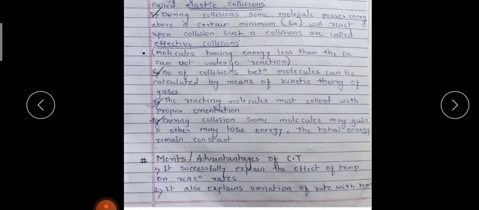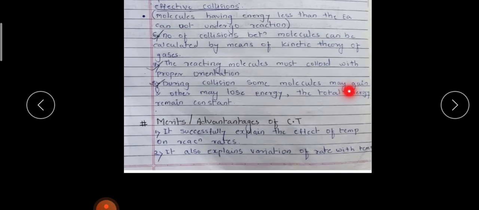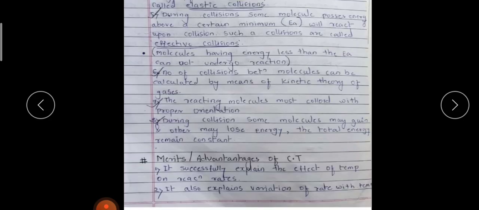The reacting molecules must collide with the proper orientation. During the collision, some molecules may gain and others may lose energy, and the total energy remains constant. These are the certain postulates or assumptions of this theory. Then the merits, the advantages, of the CT.